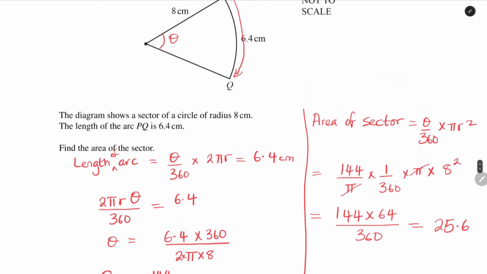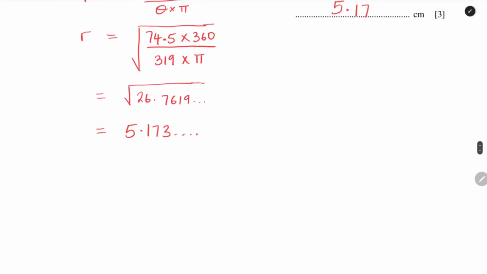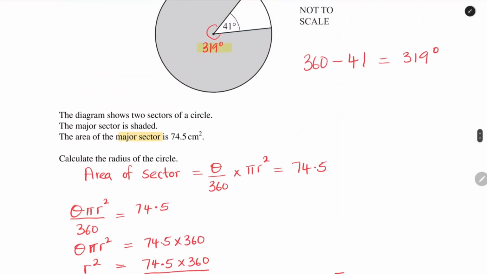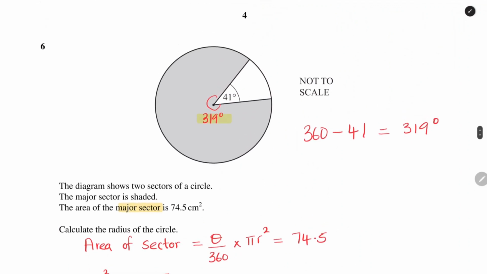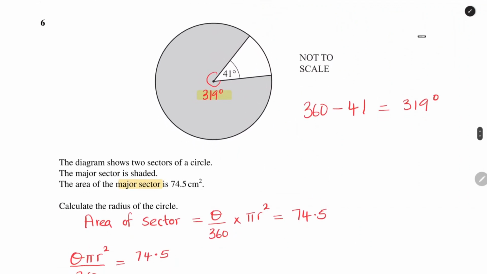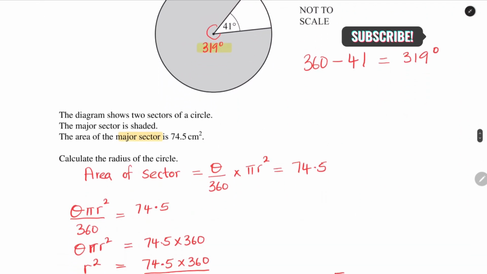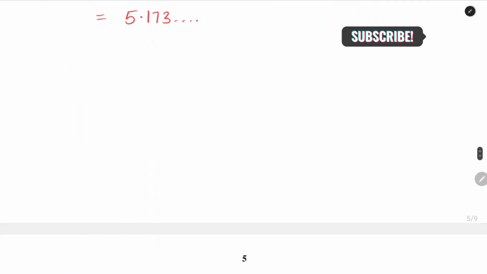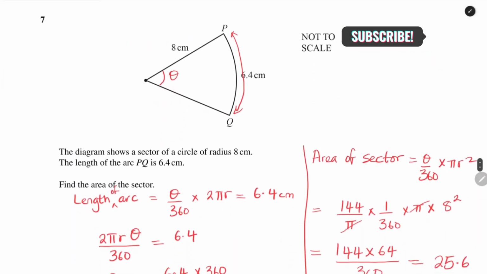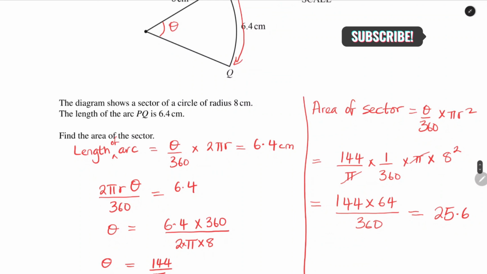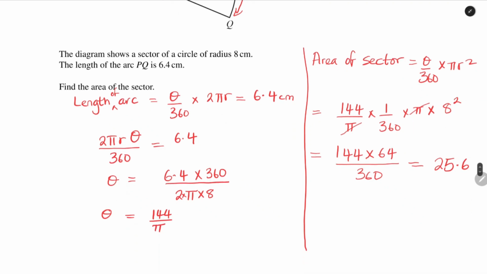All right. So that is that with the two questions we're looking at in this part of the video. I hope you understand. Remember, here we had to do this because they were asking for the major sector. And in this particular question, we were given the length of the arc without the angle, and we had to find the angle first before we could find the area of the sector.